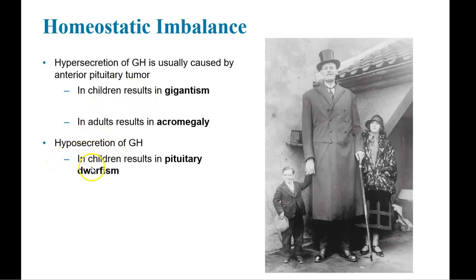Hyposecretion of growth hormone affects children. It doesn't affect an adult. So if you're an adult and you have hyposecretion of growth hormone, at that point it wouldn't affect you. But for children, it does result in pituitary dwarfism.